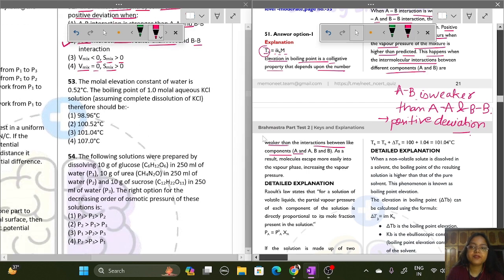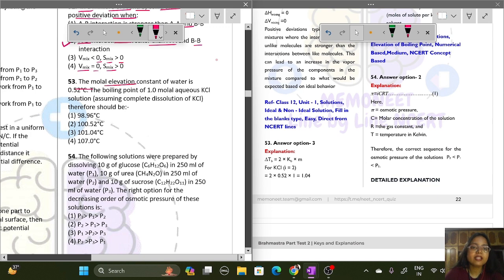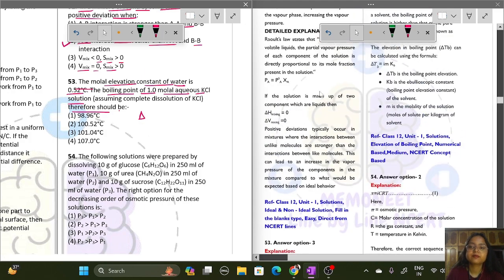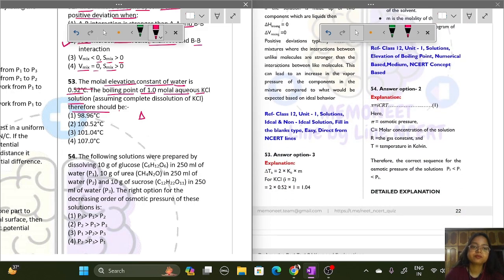Next is question number 53. The molal elevation constant of water is 0.52 degrees Celsius. The boiling point of a 1 molal aqueous KCl solution should therefore be? So we have to find the boiling point of the aqueous solution of KCl, which means we have to find Tb. Tb we don't know.